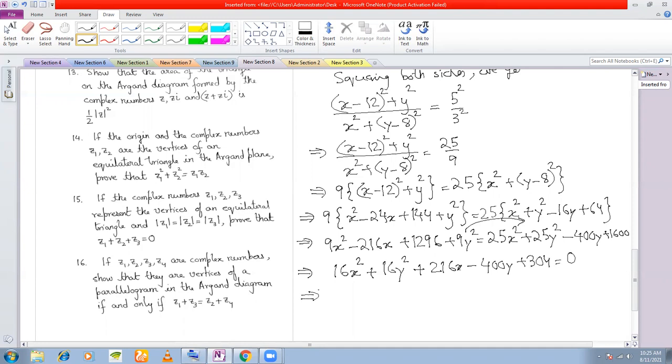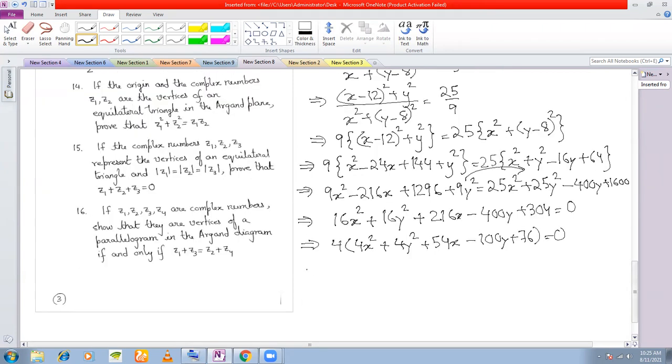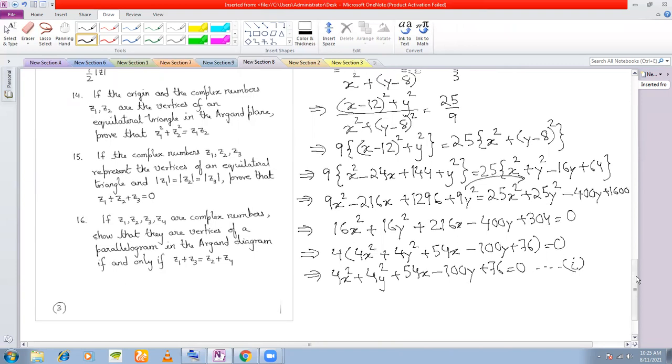Now obviously from here you can take 4 out, 4 is a common factor, to get 4x² + 4y² + 54x − 100y + 76 is equal to 0. So from the first relation, we are getting the first equation, this one. Okay, now we start with the second relation.